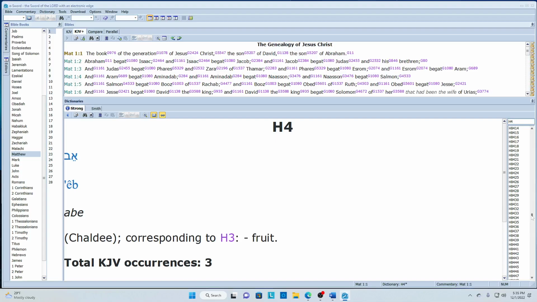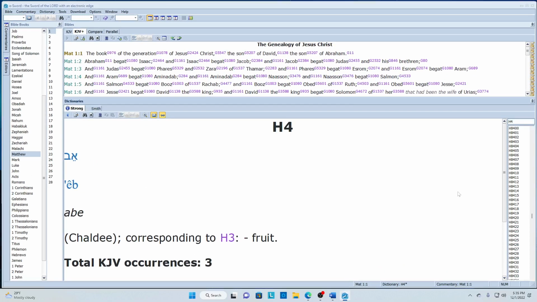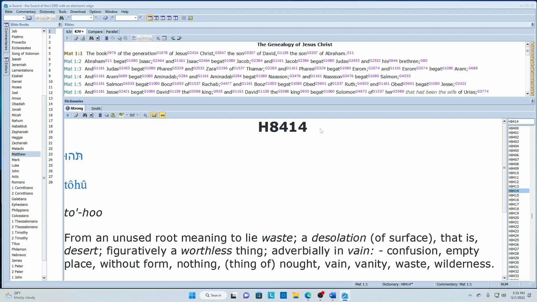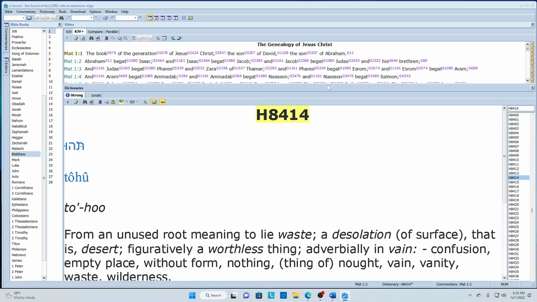8414. I'm in the 82s. Oh, I went right past it so quick. 8414. All right, there we go. It is right there. So when I click on 8414 right here, it's going to give me the definition of without form. Here's the word without form. 8414. Boom, there it is. I'm going to highlight that so we know that we are talking about the right word. So here we go. The earth was without form.